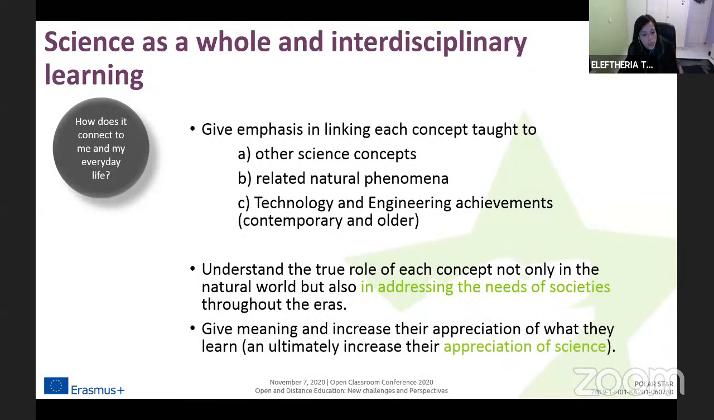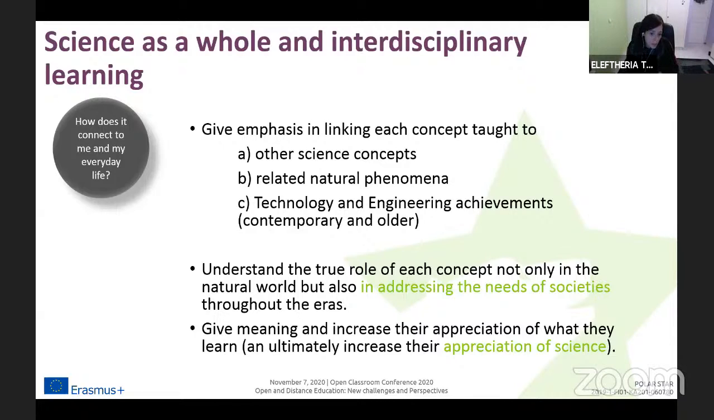So when we give meaning to each small little concept that we teach our students, we increase their appreciation, not just of that particular concept. If you think about it, when you keep doing that and you give meaning to what they learn with every single piece of new information, eventually you're also increasing their appreciation of science as a whole.